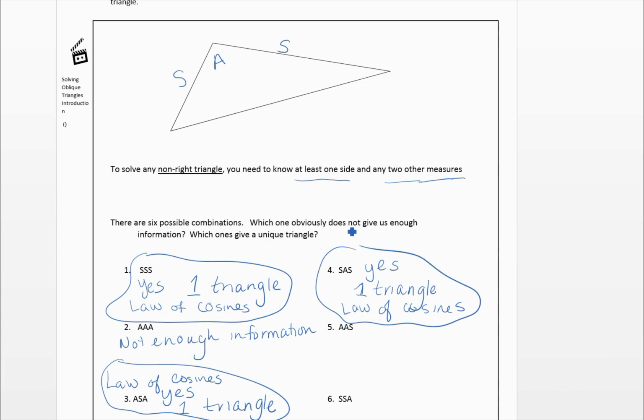Okay, the next one's angle, angle, side. So you're given two angles, and one of the other sides, not the one that's between them, because that would have been angle, side, angle. So like this. And this is enough information, and it will give you one triangle. And this one we'll be able to use the law of sines.